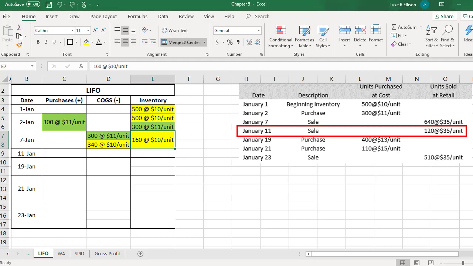On January 11th, the company sold 120 more units. Since we made a sale, we will be using the cost of goods sold column again. Now, this one's a bit easier than the last one, since there's only one layer of inventory to choose from, the yellow units. So we grab 120 units and put them in the cost of goods sold column.